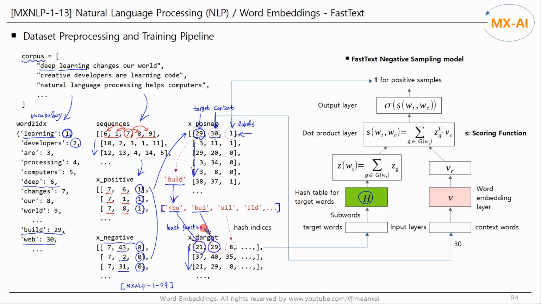At this point, the training data is ready. The hash indices of the target word build are fed into the left input layer. The token ID 30 corresponding to the context word web is fed into the right input layer. The model is then trained so that the output layer produces the label 1.